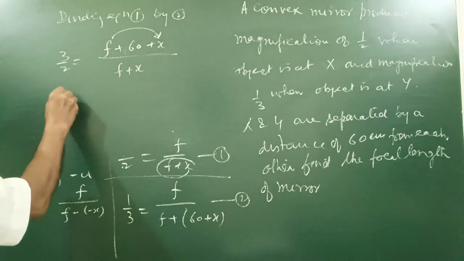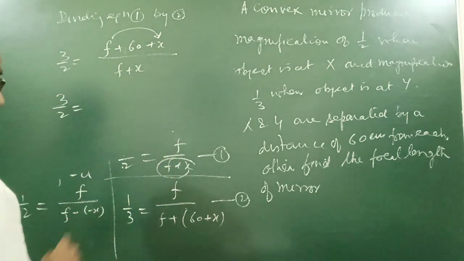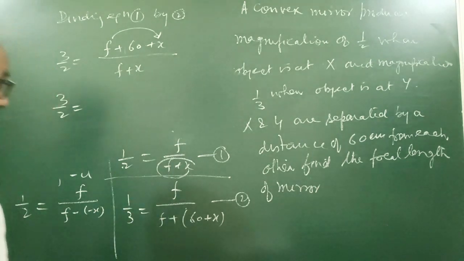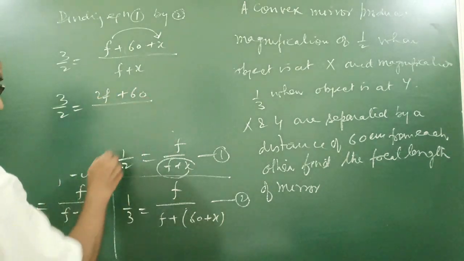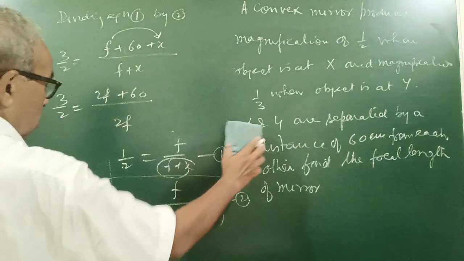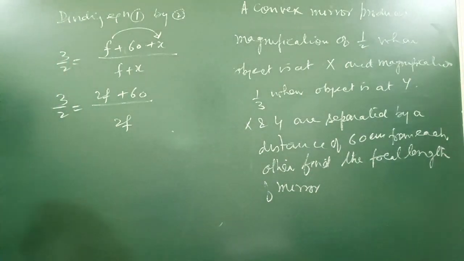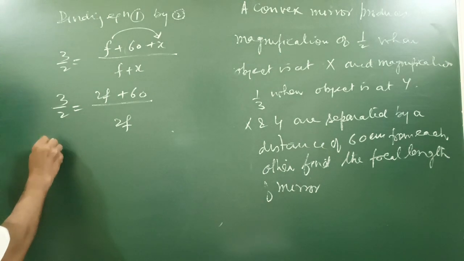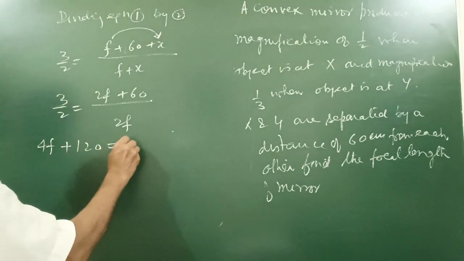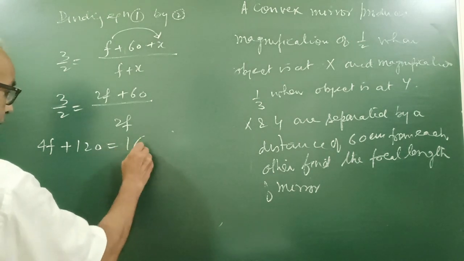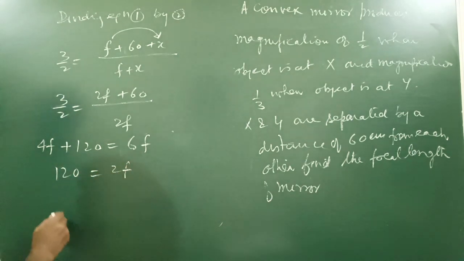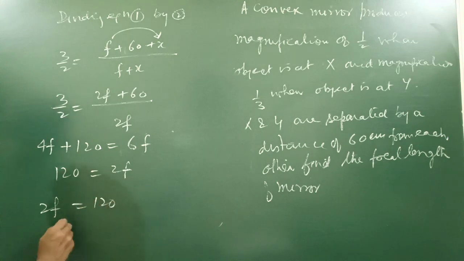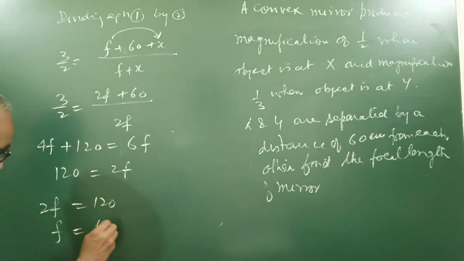So 3/2 is equal to (f plus 60 plus x)... f plus x equal to 2f. So 3/2 is equal to (2f plus 60) upon 2f. Now you can cross multiply here. 6f equals 4f plus 120, or 120 is equal to 2f, or 2f equal to 120, and f equal to 60 cm. Focal length is positive for a convex mirror.